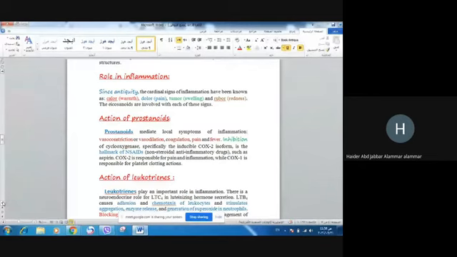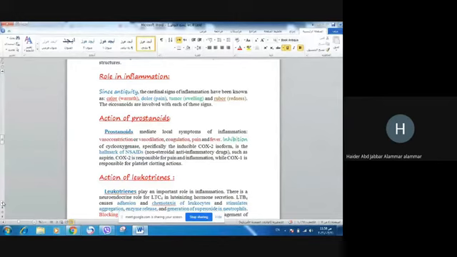Every one of you should know. When asked about the cardinal signs of inflammation, you will say redness, hotness, swelling, pain. These are the 4 cardinal symptoms or signs of inflammation.